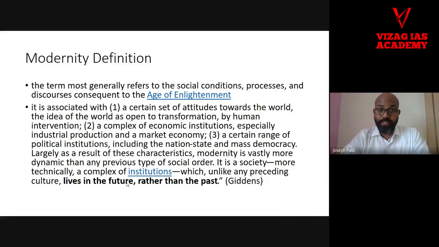Now, what is modernity? Okay, again, a term which is regularly used. We use it all the time, and I need you to have a good handle on what this term means. The term most generally refers to the social conditions, the processes, and discourses. Discourse refers to a general understanding of a particular idea.